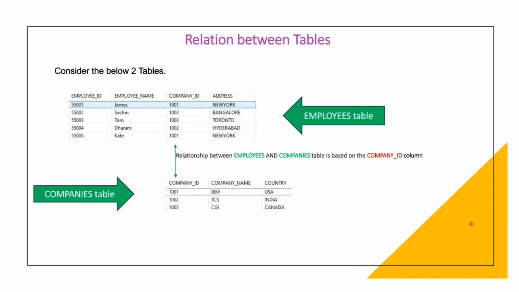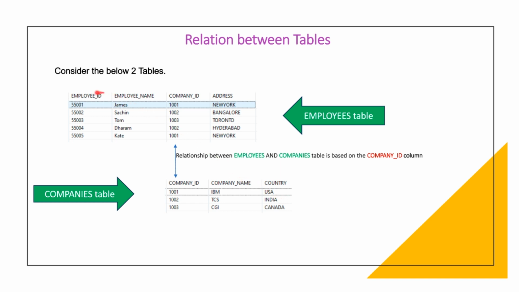Now let's see the relationship between the tables. Here there are two tables: one is the employees table and the other is the companies table. In this employees table, we can see these columns: employee_ID, employee_name, company_ID, and the address. And the companies table has these three columns: company_ID, company_name, and the country.